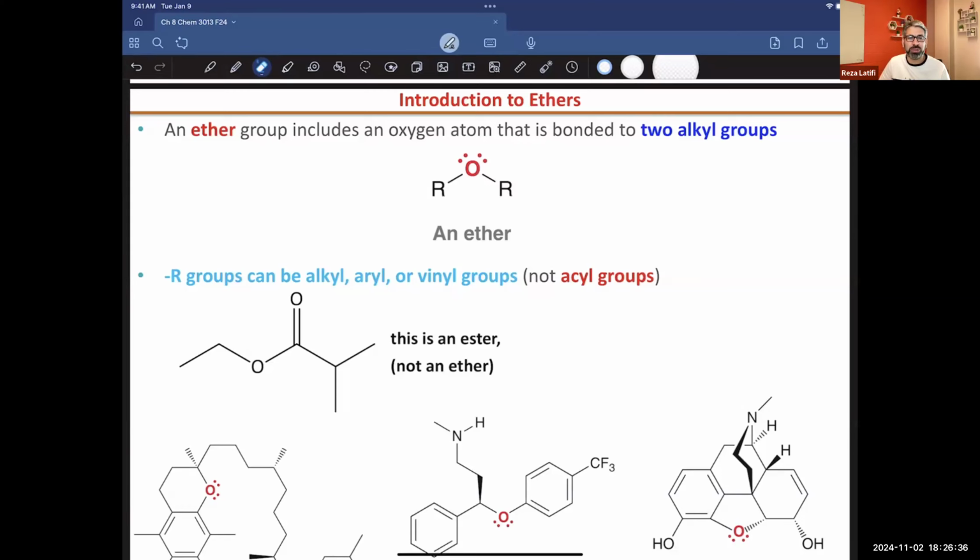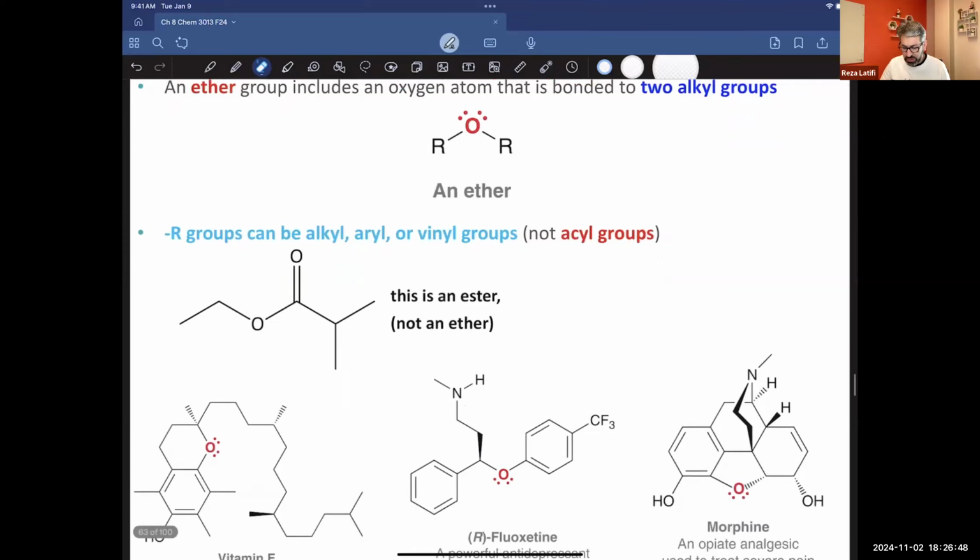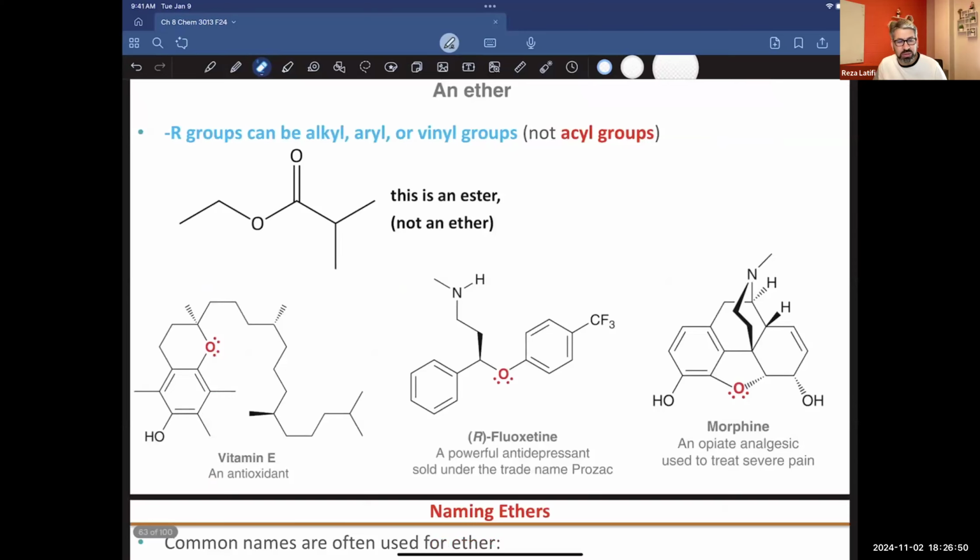In this lecture, we're going to go through ethers. Ether, as a functional group, has an oxygen attached to two carbons. Those two carbons can be identical or not. As you see here in this slide, we can find the ether in vitamin E or other very common medicines.